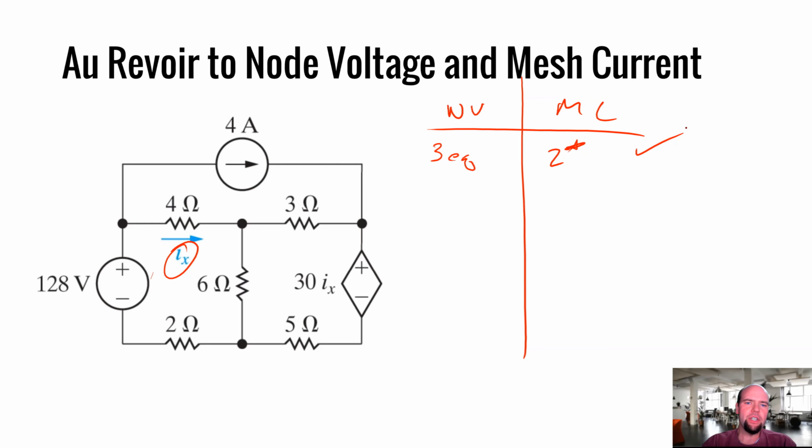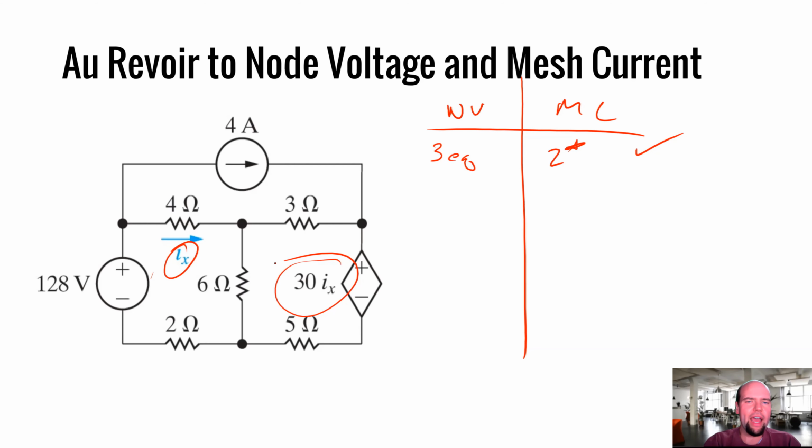Are there any techniques we could use to make this a little easier? Could we do a node voltage? Or could we do a super node or super mesh? I don't see any super node or super mesh here. One thing to note, though, is we do have a dependent supply, which means that for this dependent supply, we need to write an expression for IX.